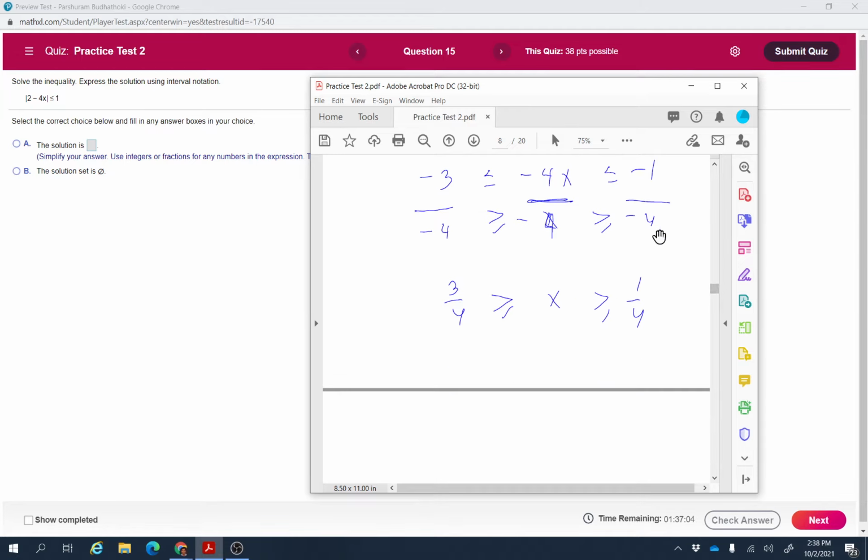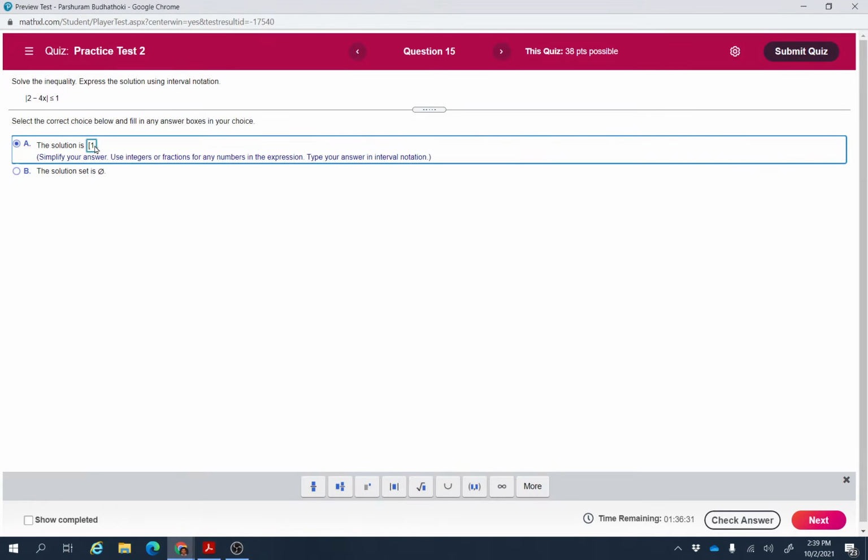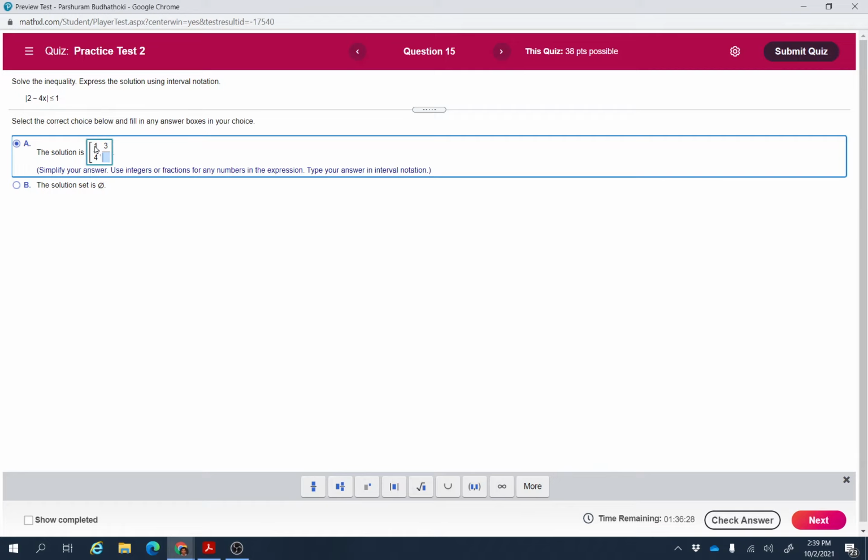So when you write down the solution, you start from 1/4 and include 1/4 because there is an equal sign, and you go up to 3/4, including 3/4. Remember, when you use interval notation, you always have to start from the lower number and go to the higher number. So 1/4 is the lower number and 3/4 is the higher number. So we are starting from 1/4, and because there is an equal sign, this line here, we have to include these numbers. So the solution is 1/4 to 3/4, including them.